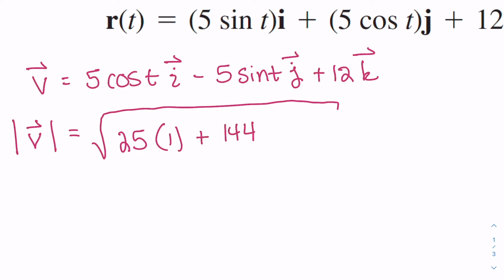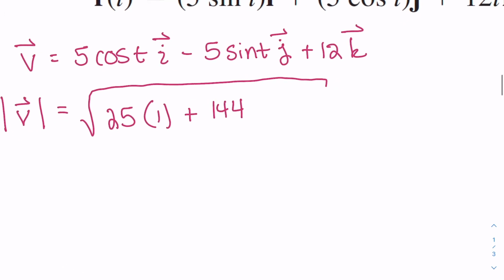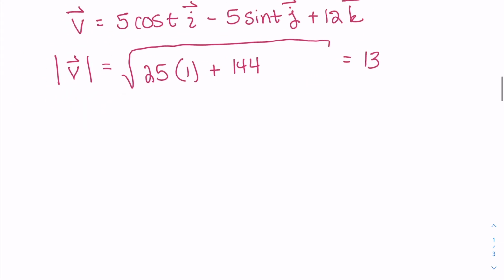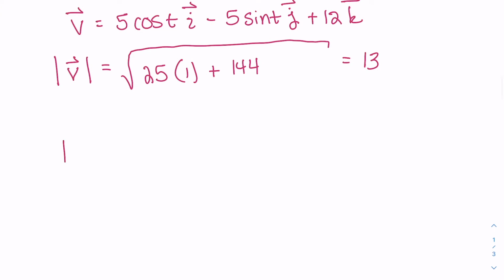Yeah, so that will be the magnitude. And I don't know if that comes out to be anything. Let me just check on my calculator. 144 plus 25 is 169, which is the square of 13. So that actually just equals 13. Okay, cool. So now let's just set up our general arc length formula again. So arc length is equal to the integral from a to b of 13 dt.